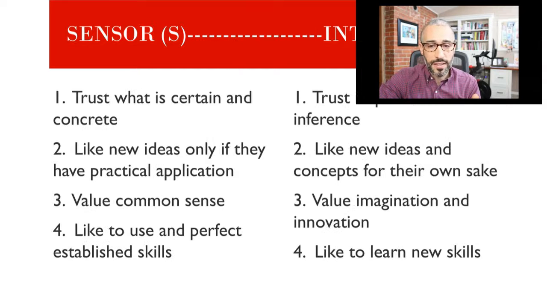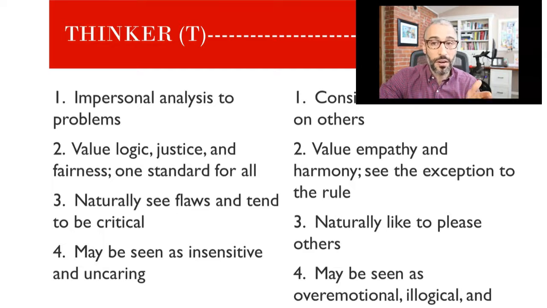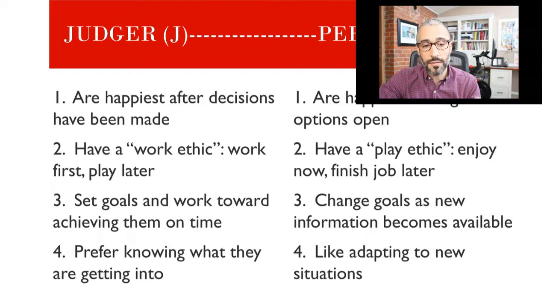Next, we have sensor versus intuitive, so an S or an N. Just write down S or N. I'll give you a second. Next is thinker versus feeler. So all you need to write down is T or F based upon your answers to the questions. I'll give you a second to pause. Next, finally, is judger versus perceiver, J versus P. I'll give you a second to write down your scores.